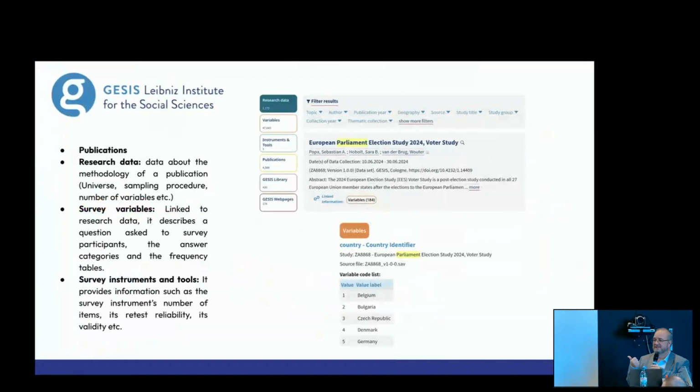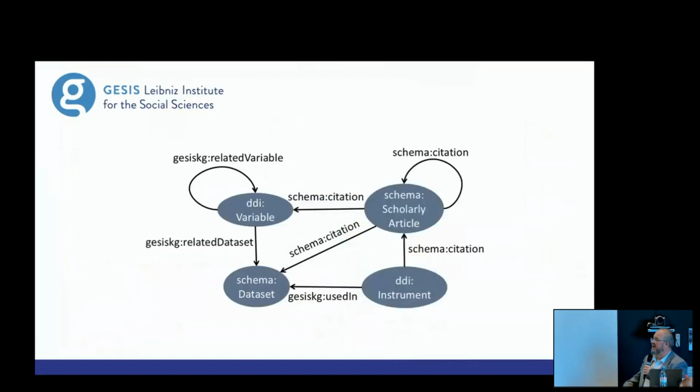So for GESIS, if you look at the GESIS knowledge graph, you have publications and research data, which is about the methodology of the publication, sampling procedures, and numbers of variables measured. Then you also have the survey variables that are linked, so that you can access social science survey data directly, and the instruments and tools, right? It's based on a simple model. That's the high-level model, where you have variables, scholarly articles, instruments, and datasets, and a few relations, and you even have a schema citation relation that could make the link with OpenCitations.